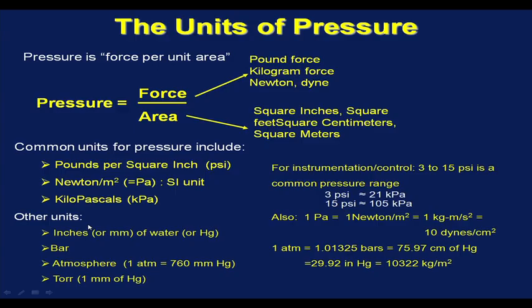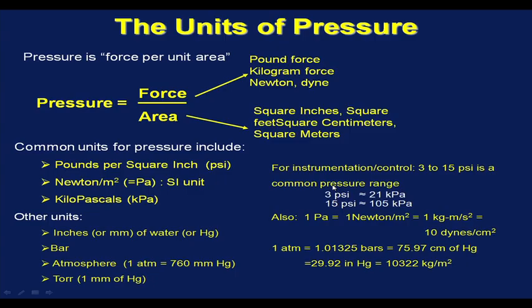Other units that can also be used for pressures are inches of water or inches of mercury, millimeter of water or millimeter of mercury, bar, atmosphere. 1 atmosphere is 760 millimeter of mercury. We also express low pressure in the unit of torr, where 1 torr is 1 millimeter of mercury. So, we should be familiar with these units: pounds per square inch or PSI, Newton per meter square or Pascal, which is the SI unit, kilopascals, etc. Also, inches or millimeter of mercury or water, bar, atmosphere, torr, etc.